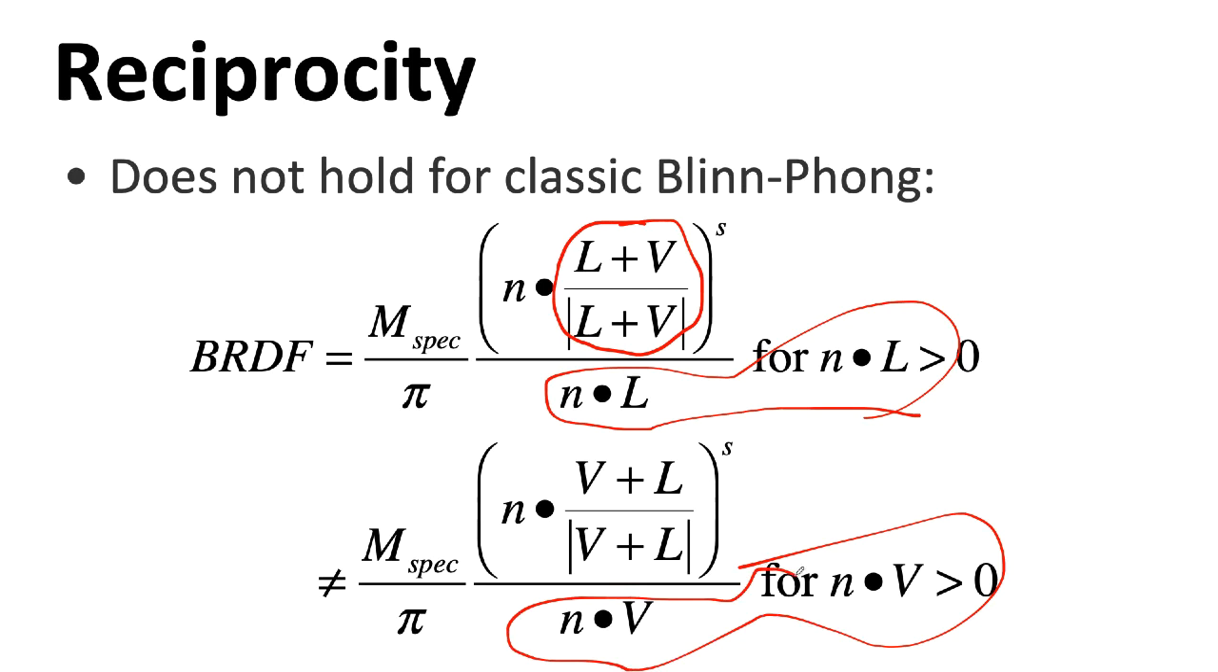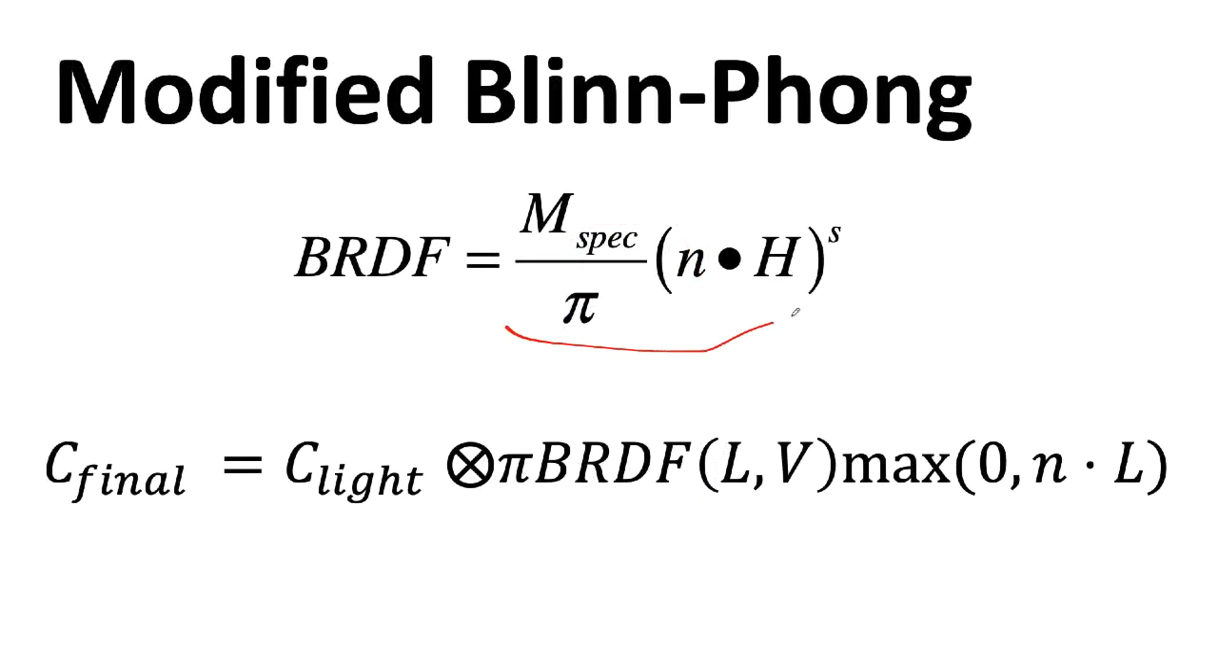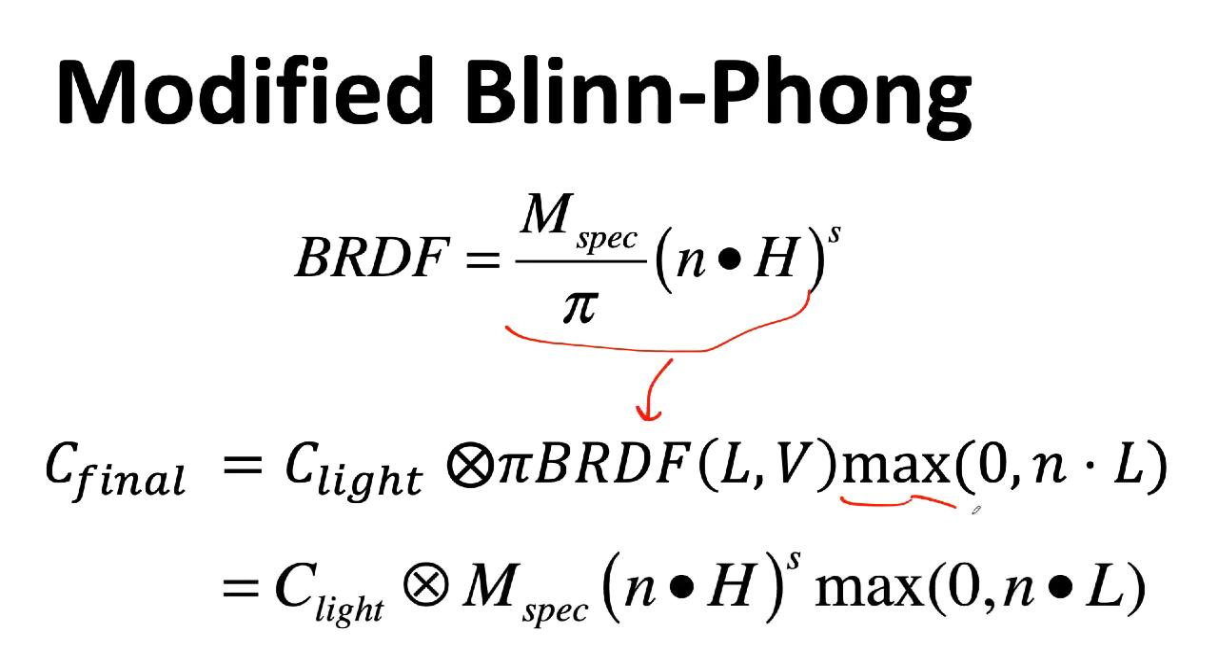So later when people introduced the idea of physically based rendering, they thought, how can we give it reciprocity? And the obvious thing to do is just drop this denominator. The net effect is that it's like we compute that original Blinn-Phong model, but we also include this Lambertian term here, which is convenient because you probably already computed it to do diffuse lighting anyway.